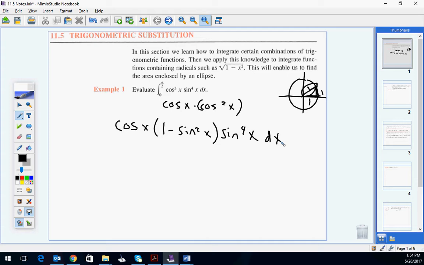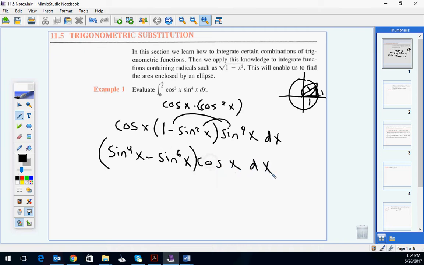This is helpful because now I'm going to distribute this. That gives me sine to the fourth x minus sine to the sixth x, in a bracket here. I'm going to leave the cos x here and dx. Anybody want to take a stab at why that's helpful now? Why did that improve our situation? At the beginning I told you integration by parts is not helpful with our trigonometry, so we want to think substitution.